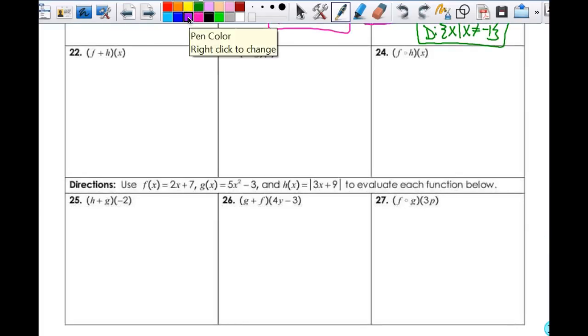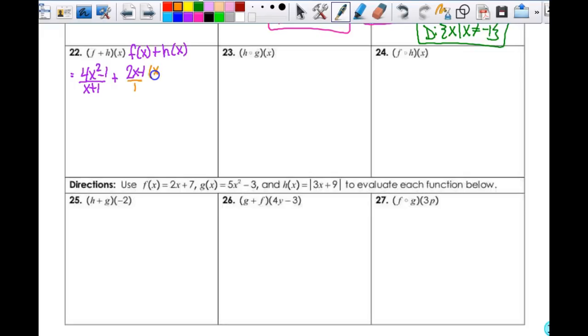All right, 22. f plus h of x is the same as f of x plus h of x. So f of x is 4x squared minus 1 over x plus 1 plus h of x, which is 2x minus 1. In order for me to add these two things together, I have to get a common denominator, so I have to think about this as over 1, and then I'd have to multiply this times x plus 1 over x plus 1, so I can get a common denominator there. It's going to have to happen with this term. So then this is going to give me 4x squared minus 1 plus 2x minus 1 times x plus 1 all over x plus 1.